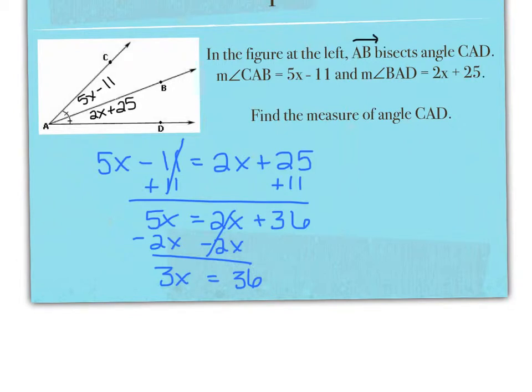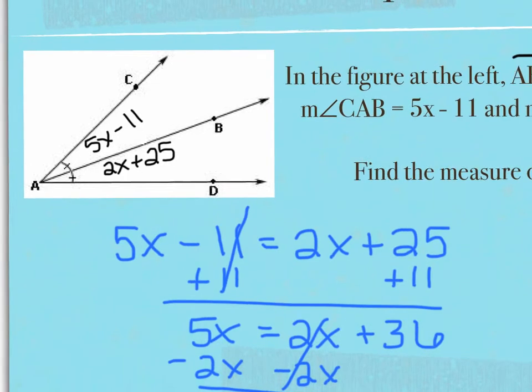Okay, back to this. What am I doing now? Abby? 36 divided by 3. There you go. Divide by 3. And we get x equals 12, which is awesome. But does that answer our question? No. Our question was the measure of angle CAD. Hunter, what do you think? You put 12 into 5x minus 11. Okay. So back up here, now I know that x equals 12.